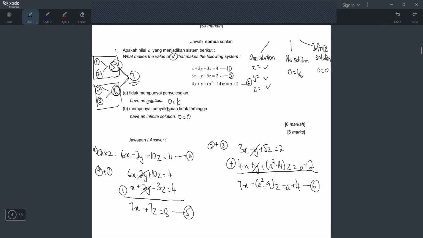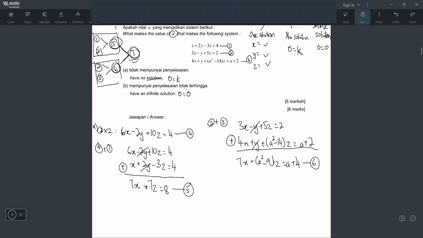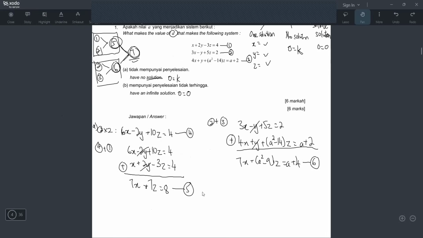Or you can do substitution, up to you, and then to get the new equation 7, right? So now I have to take 5 and 6 and do one more time the elimination. But do you remember they want the question to have no solution, right? So how can we make sure it has no solution? Okay, we will take equation 6 and equation 5, eliminate one more time.